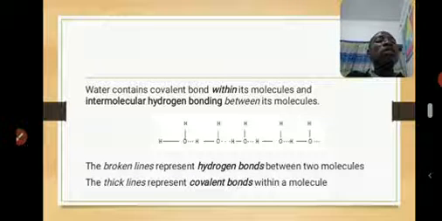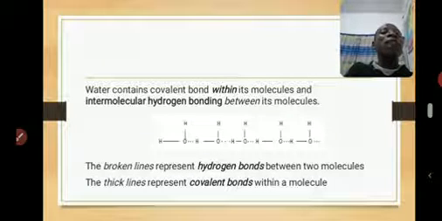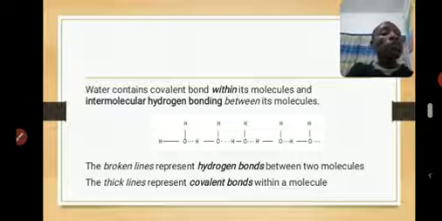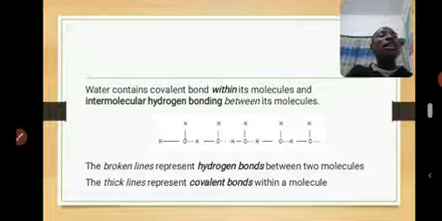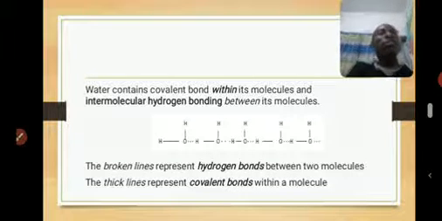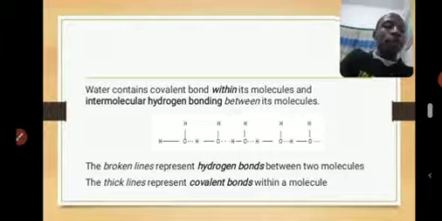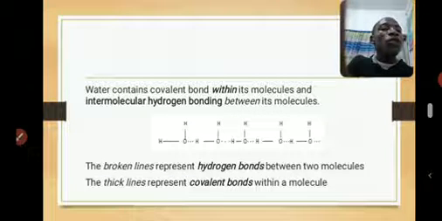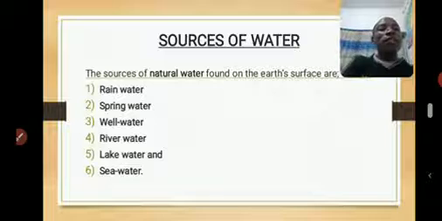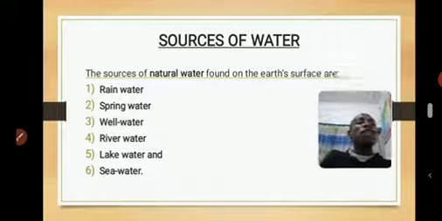And that hydrogen bonding is responsible for the high boiling point of water. I already told you before that hydrogen bonding normally increases the boiling point unusually. So don't forget that. Now let's move to the next thing.